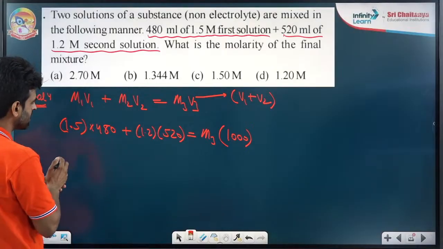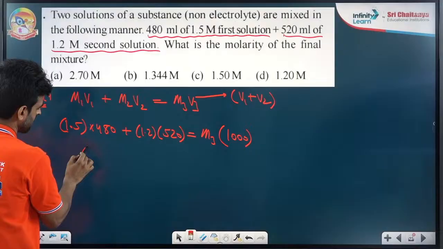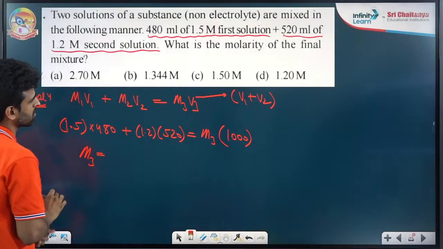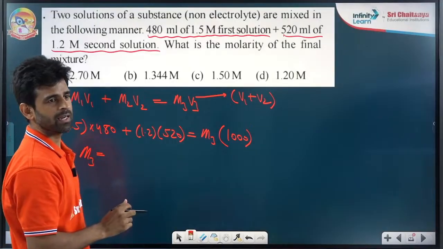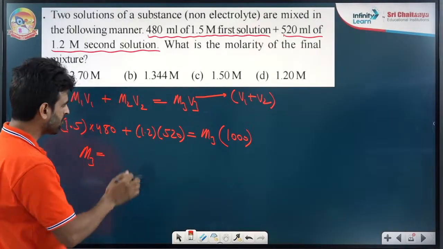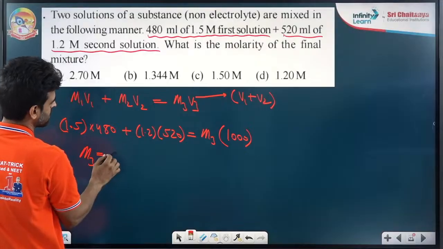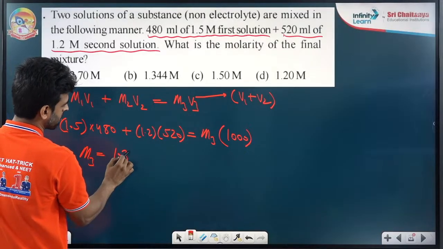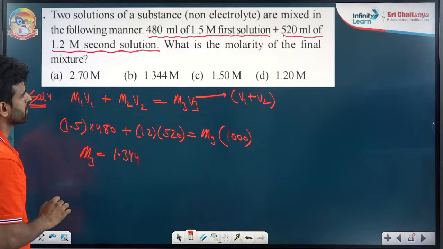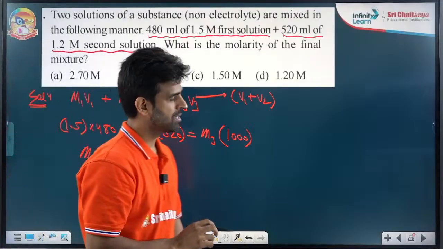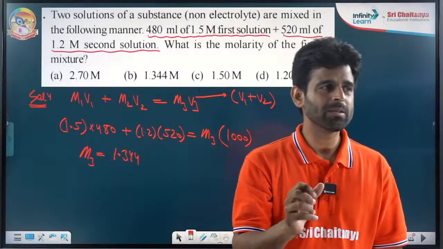Okay, that's it. So if you solve this, most of you are saying the answer is coming which one? Okay, great. If you calculate this multiply here and this multiply here, what's coming? This is coming 1.344, right? Or you can use some common sense also here.